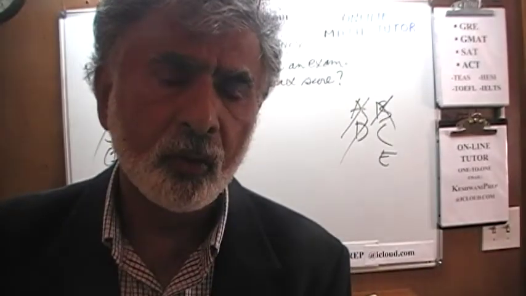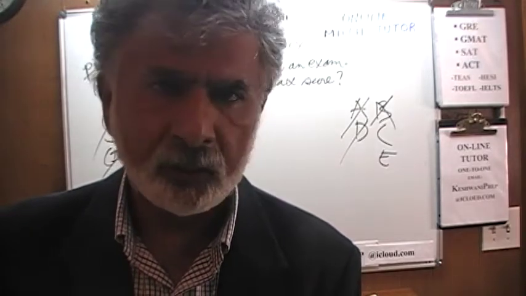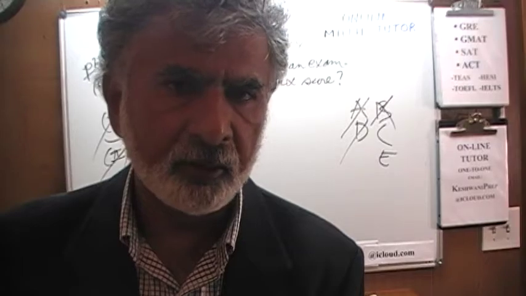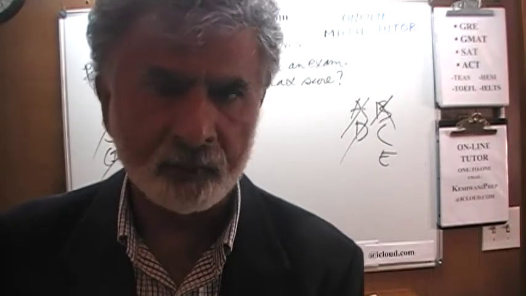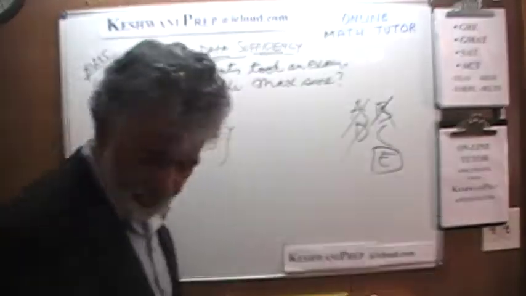Just because you know for a series of numbers their mean and their standard deviation, that tells us absolutely nothing at all about what the maximum value might be in that series, or for that matter, what the minimum value might be. The answer is E. It's not going to do us any good at all.